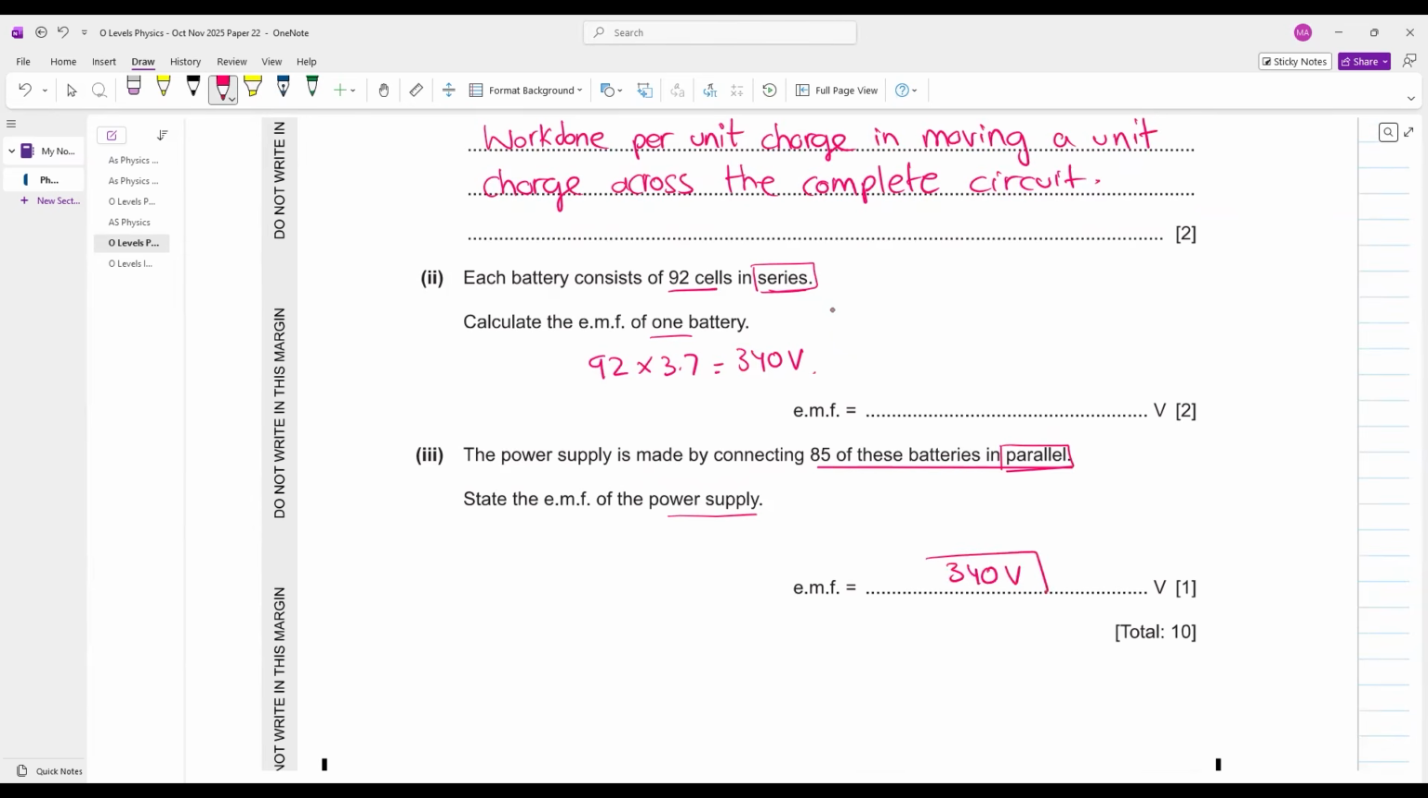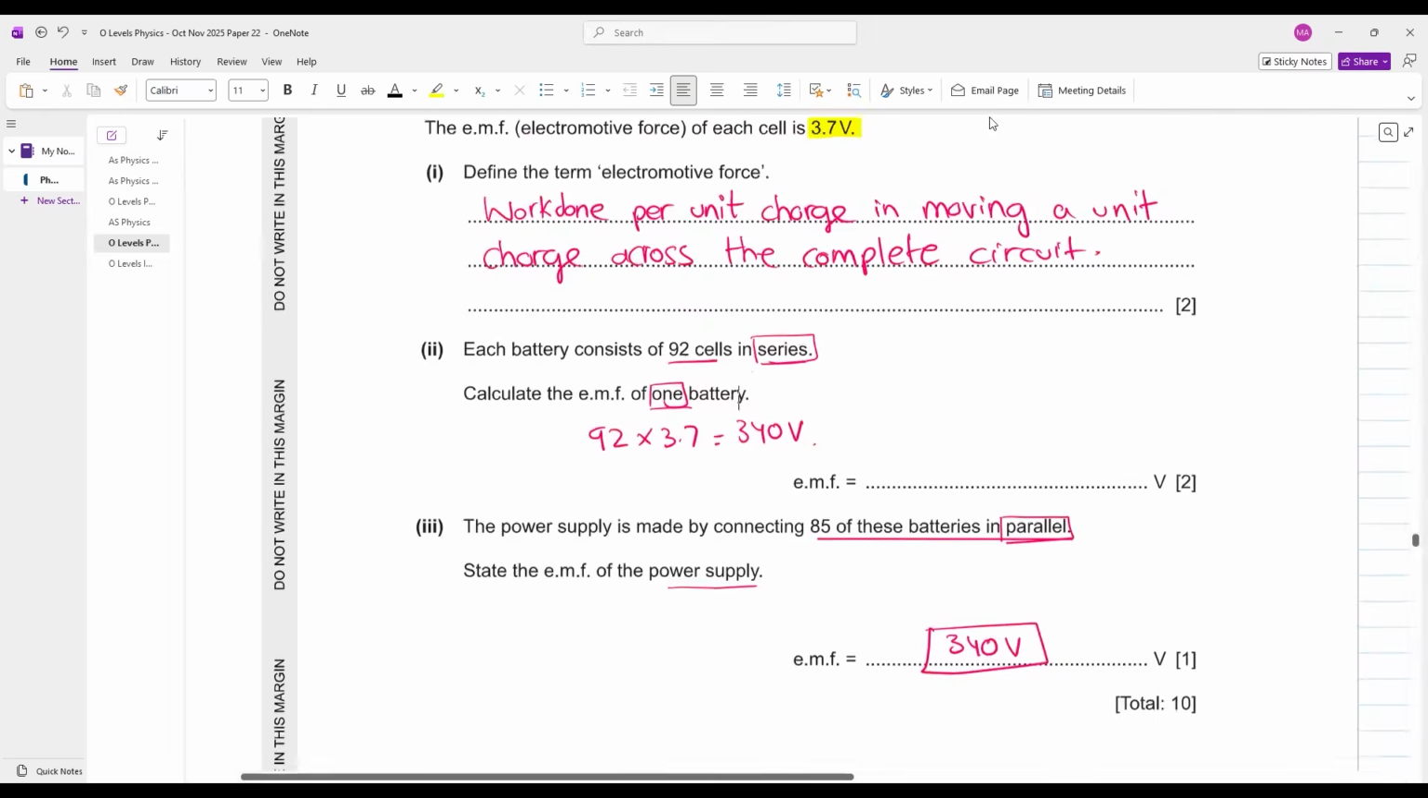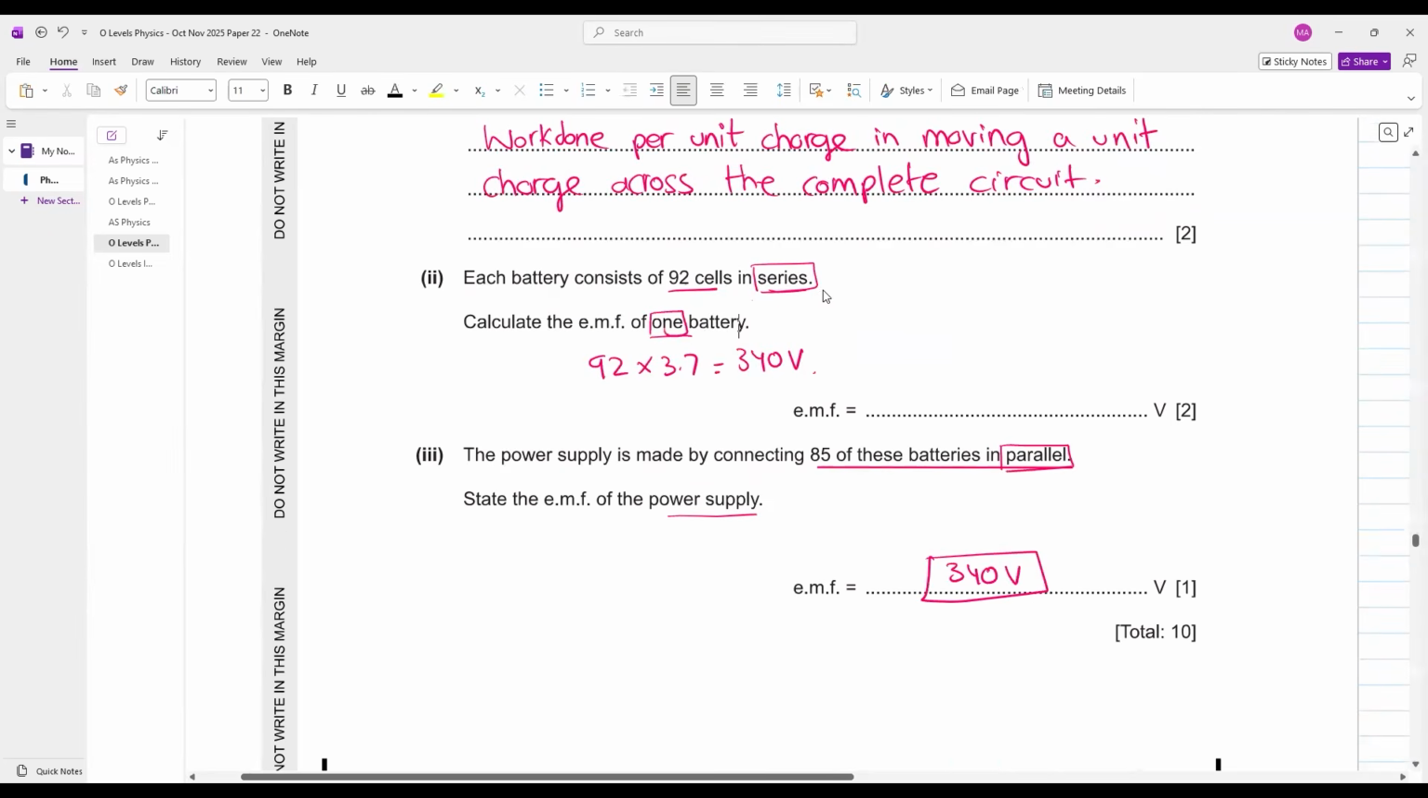340 volts is your answer here as well. देखो बेटा हमने क्या किया, वापस सुन लो. First of all, हमें गिवन था कि वन बैटरी में 92 सेल्स लगे हुए इन सीरीज. एक सेल का ईएमएफ क्या है? 3.7. तो 92 सेल्स का ईएमएफ क्या हो जाएगा? 92 इंटू 3.7 दैट इज 340 वोल्ट्स.